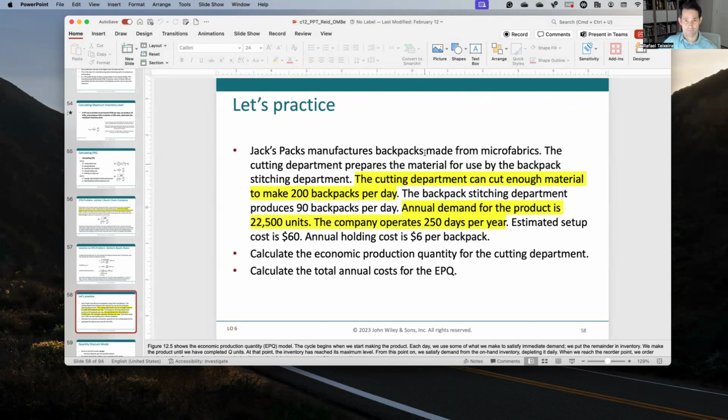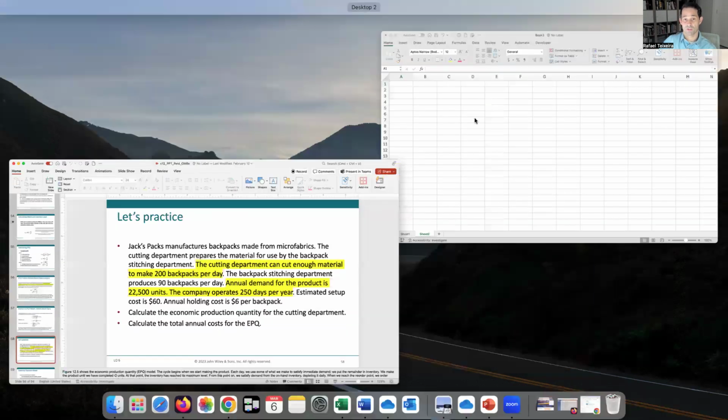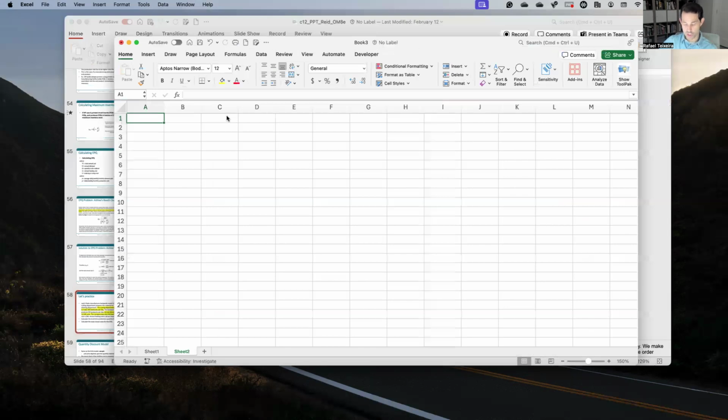manufactures backpacks made from microfabrics. The cutting department prepares the material for use by the stitching department. So we have a process: cutting first, producing for stitching. Okay, the cutting department can cut enough materials to make 200 backpacks per day. So we have a production per day here. I like to centralize. It's 200 units per day.